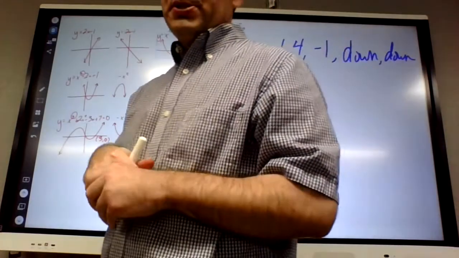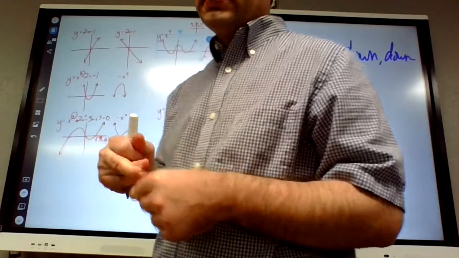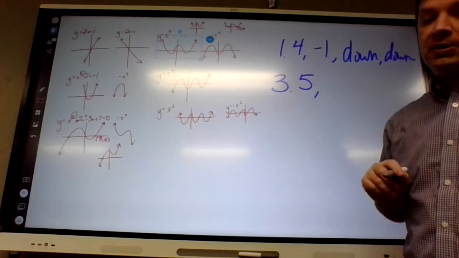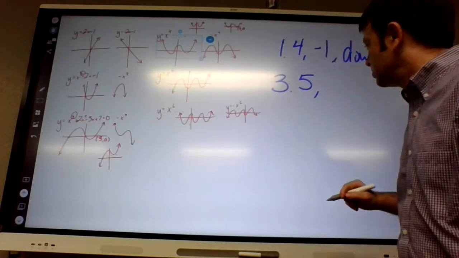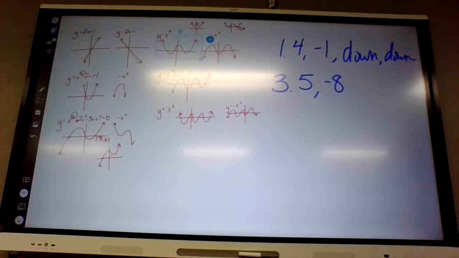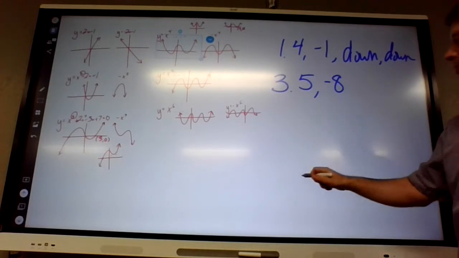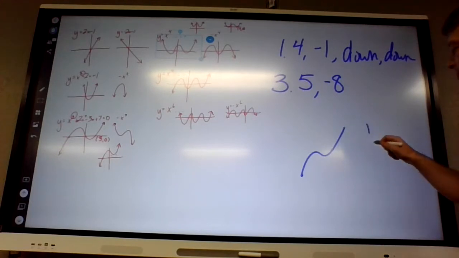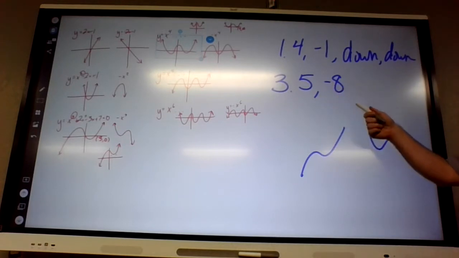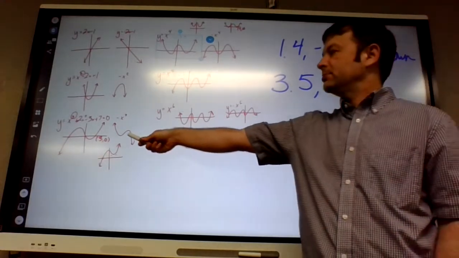Number 3, what is the degree of the function? What is the leading coefficient? Okay. 5 is an odd degree. So how do odd degrees work? They either start down going up, or they start up going down. Since the leading coefficient is negative, it's going to be the upside down version. It's going to start up going down. So the end behavior is up, down. It's like that one right there.